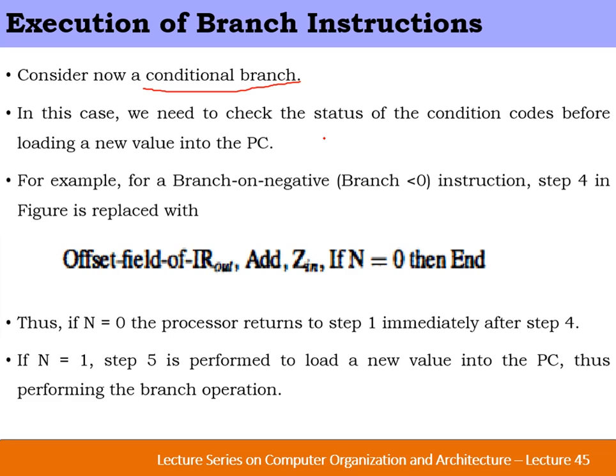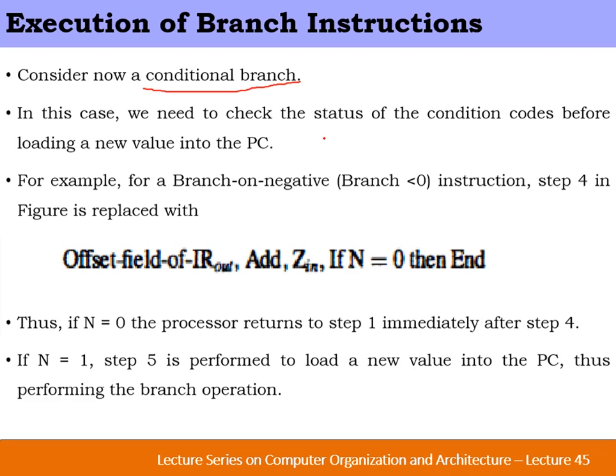Thus if N is equal to 0, the processor is going to return to step number 1 immediately after step number 4. If N is equal to 1, step 5 is performed to load a new value into the program counter, thus performing the branch operation. Branching takes place only if the condition is satisfied. When the condition is satisfied, that is N is equal to 1, the program counter will be loaded with a new target address.